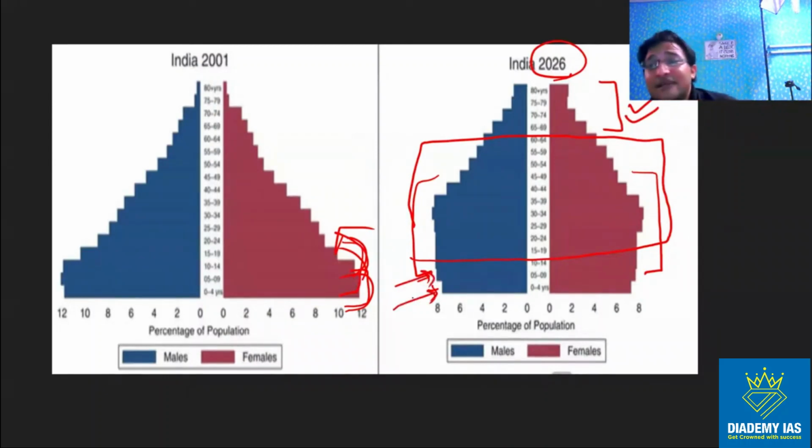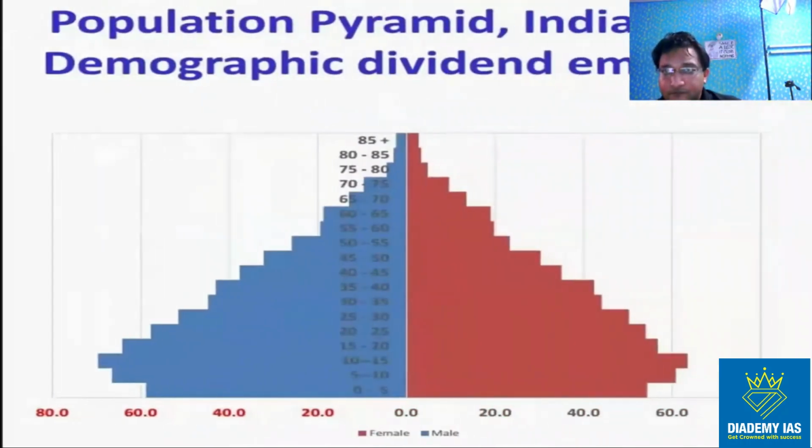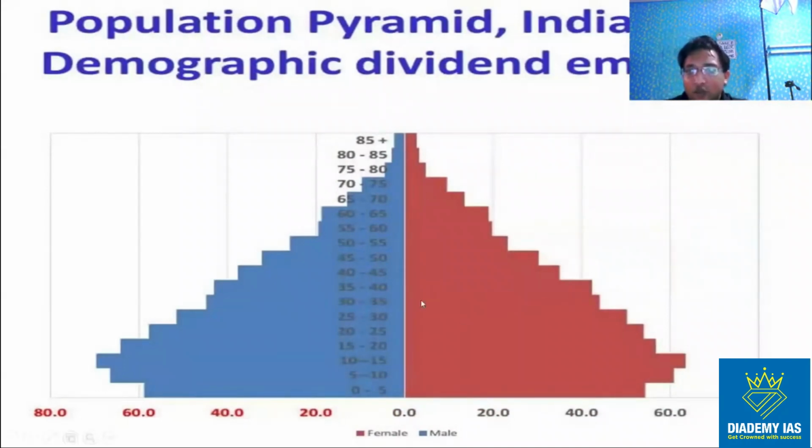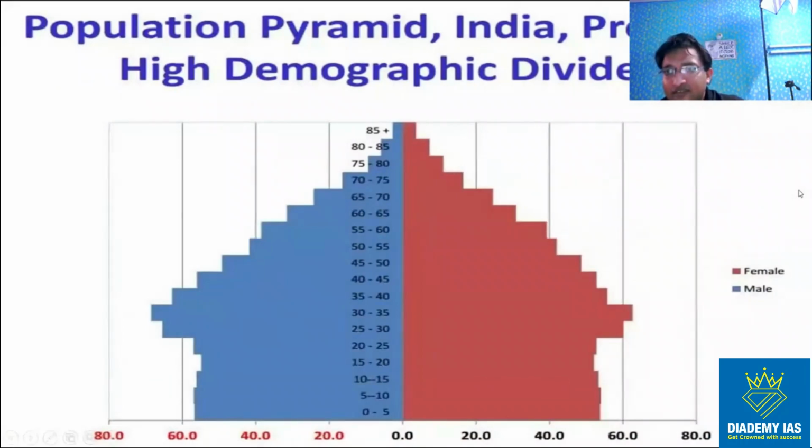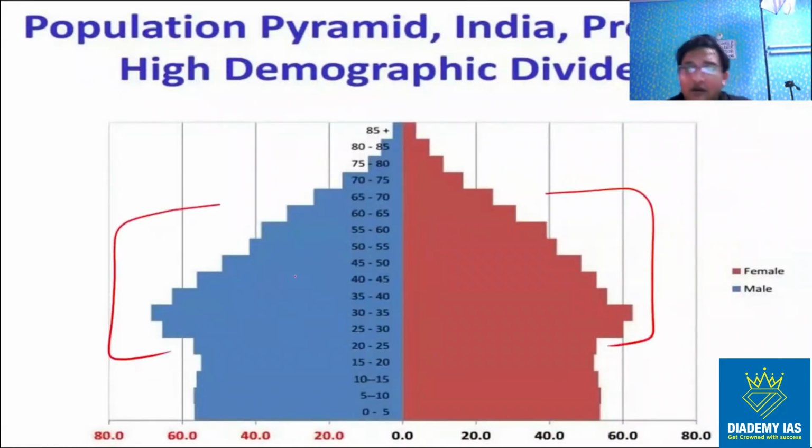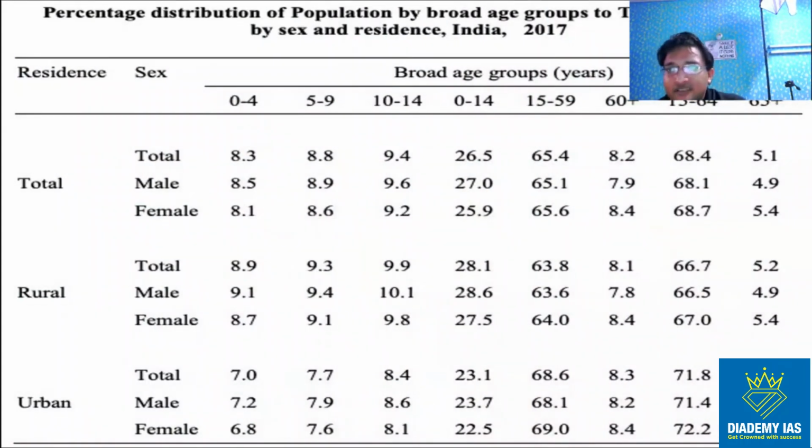So this is the demographic window of opportunity. You can see in 2011 this was ours, okay? In 2031 this is our projection. This is another data. Total, if we see in the 15 to 59, 65% people, okay? 15 to 64, 68, okay?